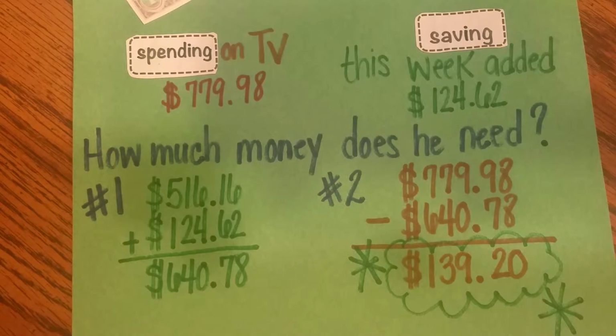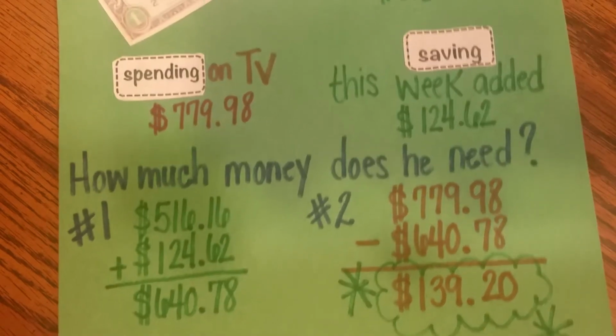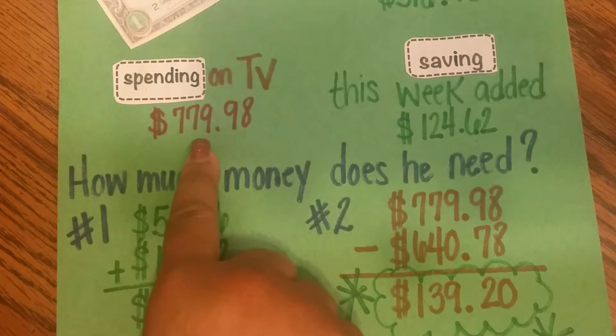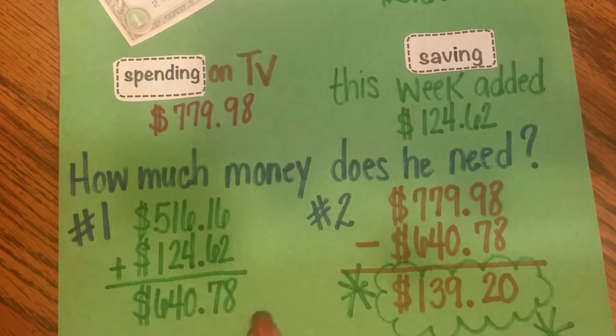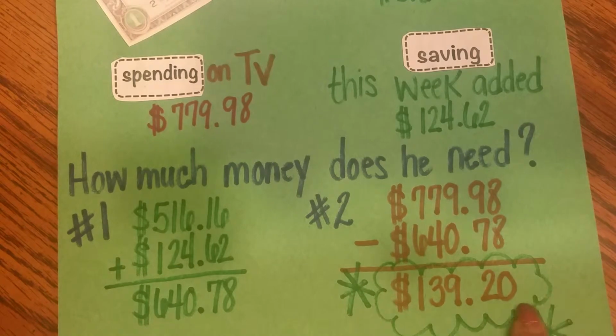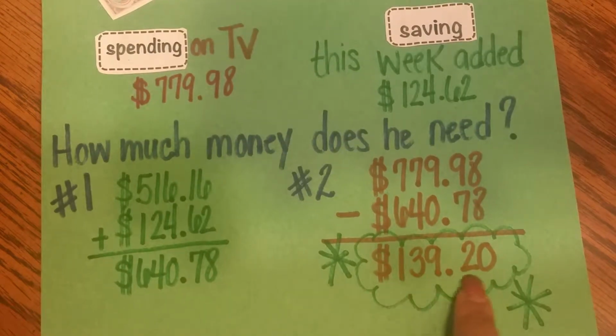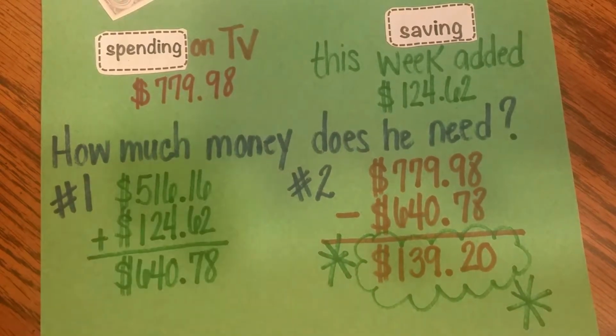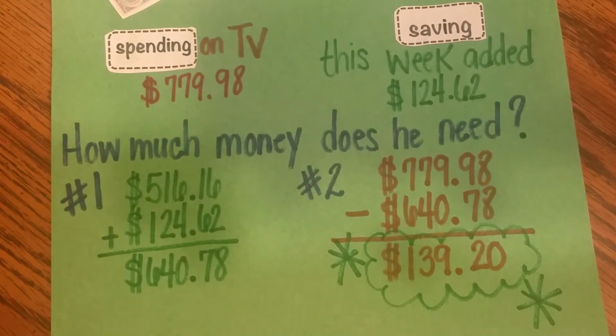But how much money does he need to continue to add? In order for us to find that out, we take how much the television is going to cost us, $779.98, and we subtract from it how much money is in his savings account, $640.78. The difference is $139.20. So Aaron needs $139.20 more in order to go to the store and purchase this television.